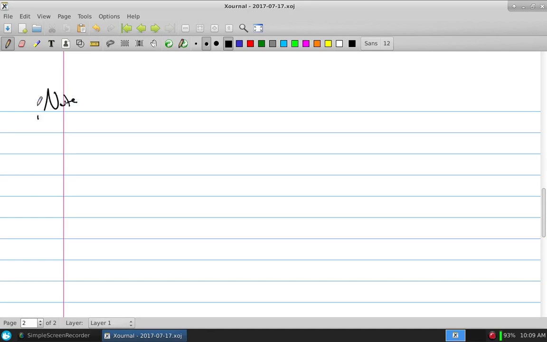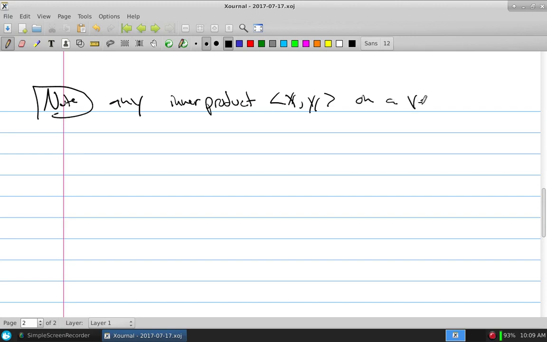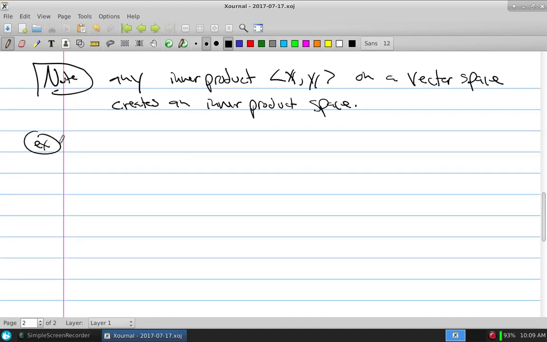Again, note, any inner product xy on a vector space. So you have your vector space. We go ahead and define this operator however you choose to do it. That creates an inner product space. All right, so we've already done one example.